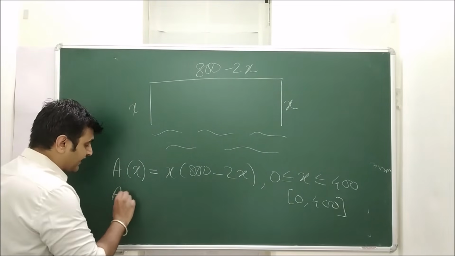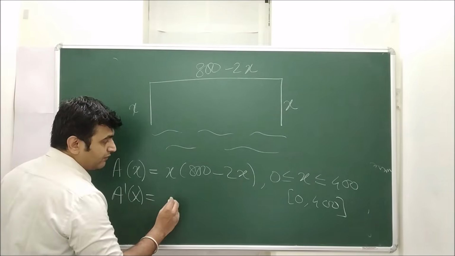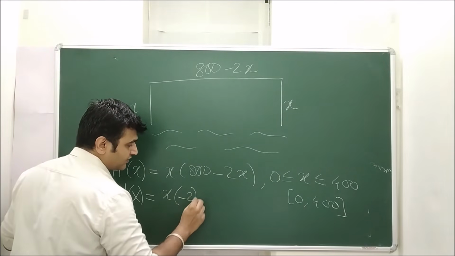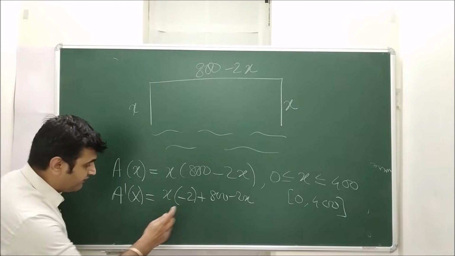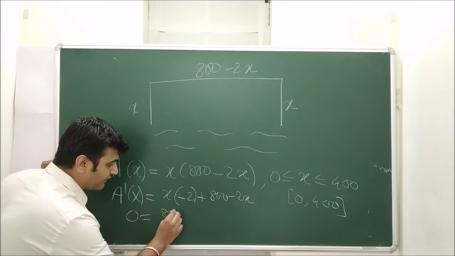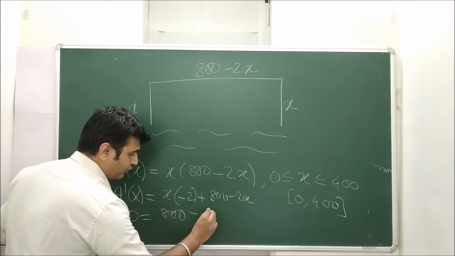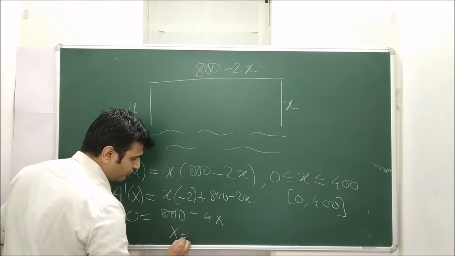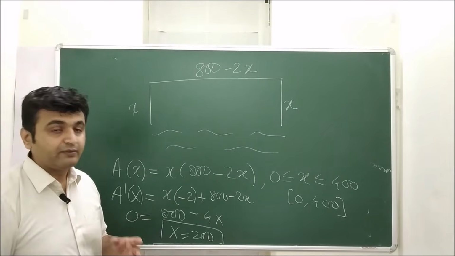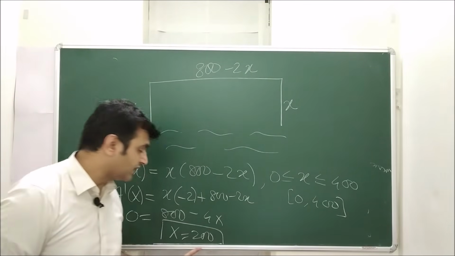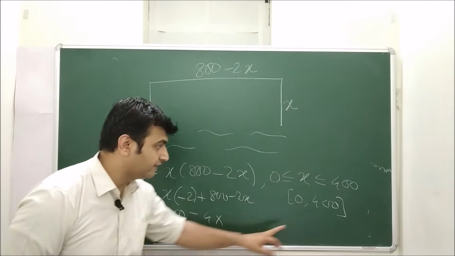So in this case, if I take the derivative, that will be what? x into minus 2 plus 800 minus 2x. And when you equate this to 0, you have 800 minus 4x. So your x will come out to be 200. So you have only 3 points, the endpoints and the critical point: 0, 200, 400.